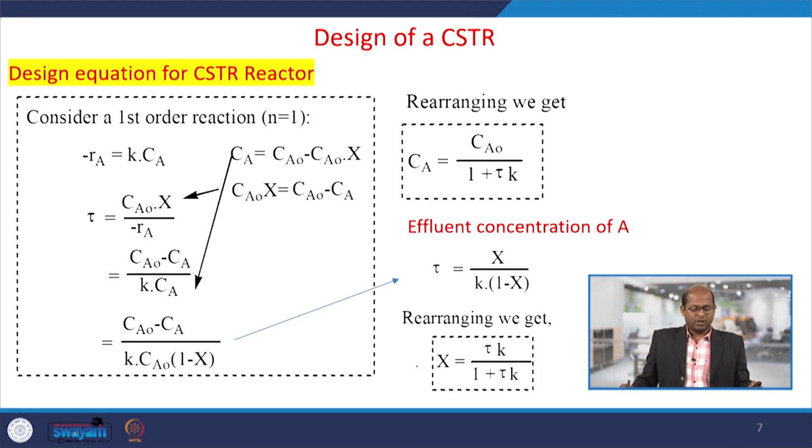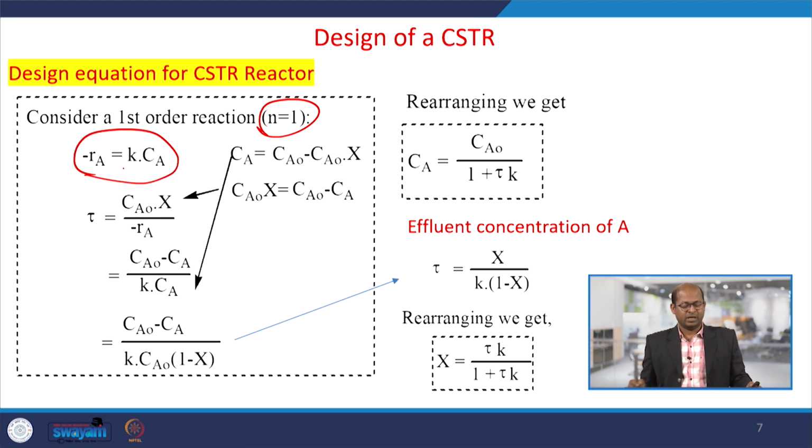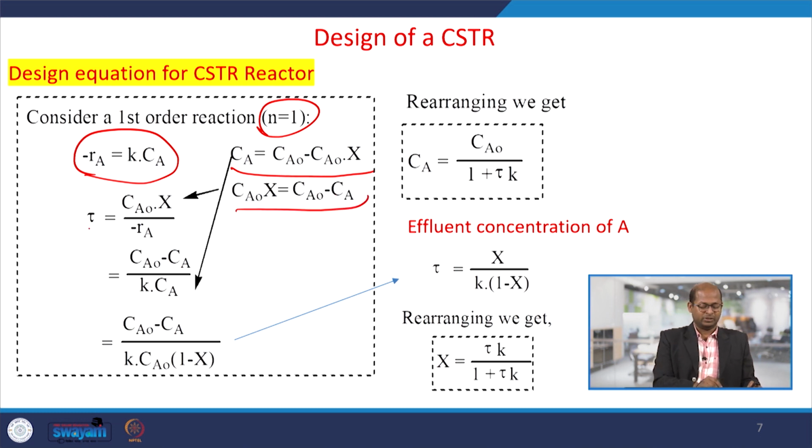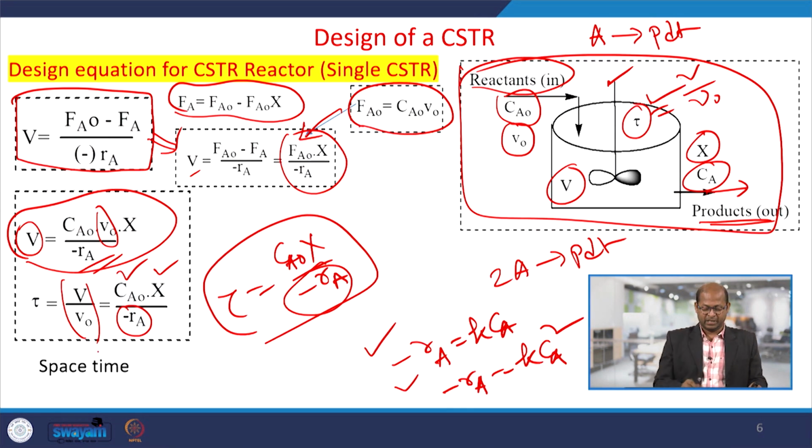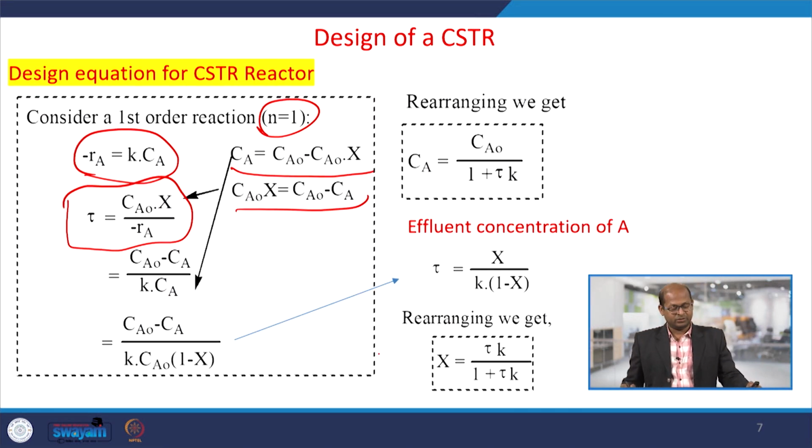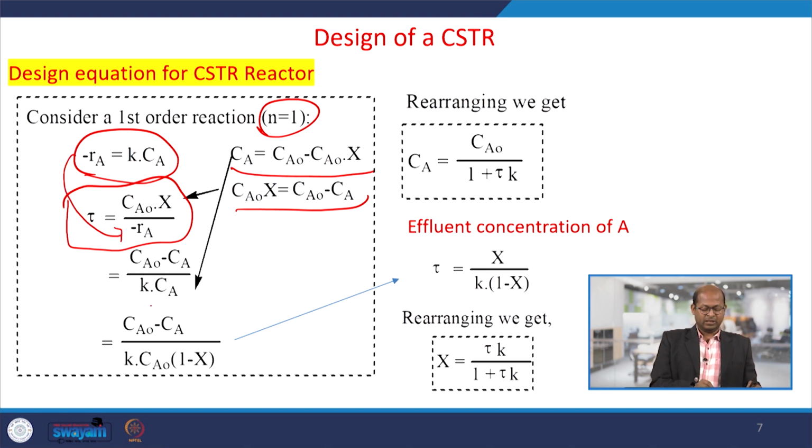Now let us say the reaction is first order, n equals 1. The rate, minus R A, equals K into C A, or C A naught into 1 minus X we can write this way also. So, this is how space time, concentration and conversion are related, just as we have derived here. In these equations, if it is a first order reaction, then we can substitute this rate. We can express this in terms of concentration, then C A naught minus C A, that equals C A naught into X, this part we can substitute here.